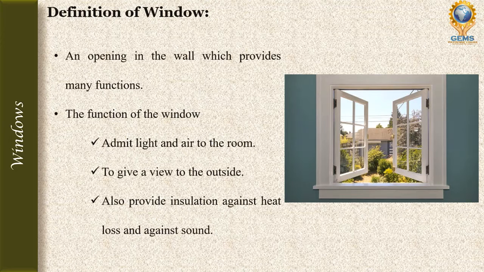Second, it will give you a view to the outside. So we can see from the window what's going on outside. Is there any beautiful scenery? We can see it. And the third function is it also provides insulation against heat loss and also against sound. So it provides good insulation against heat loss and it will provide insulation against sound. So these are the functions of a window.